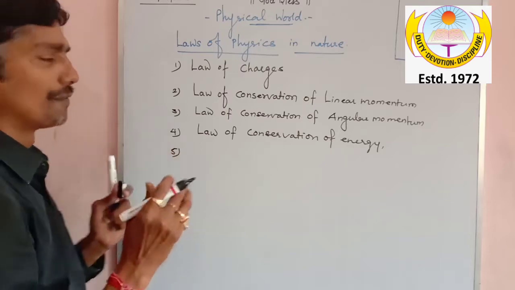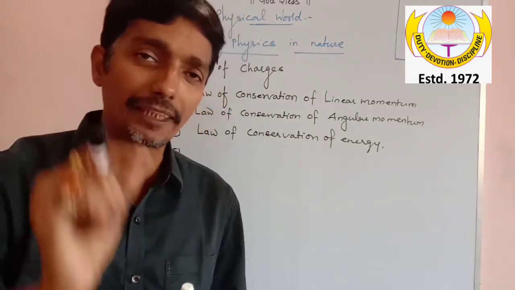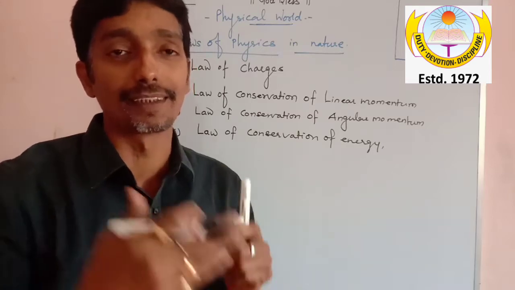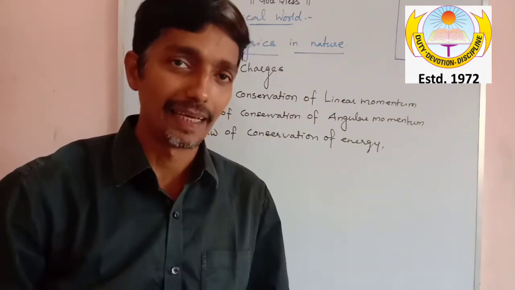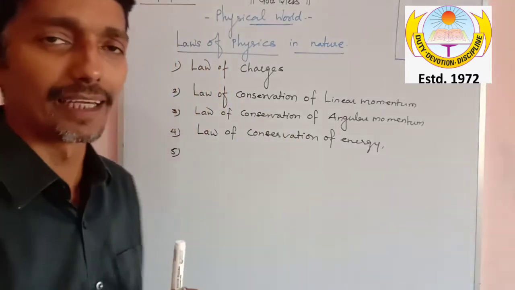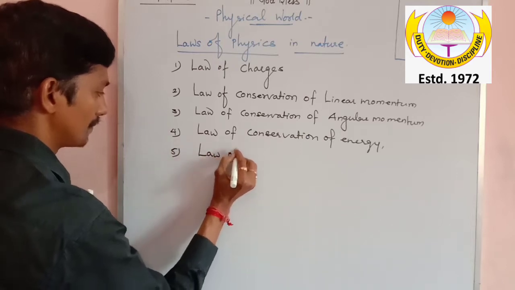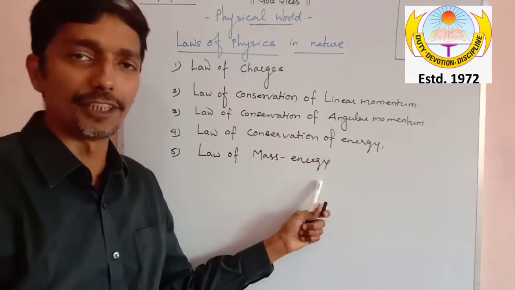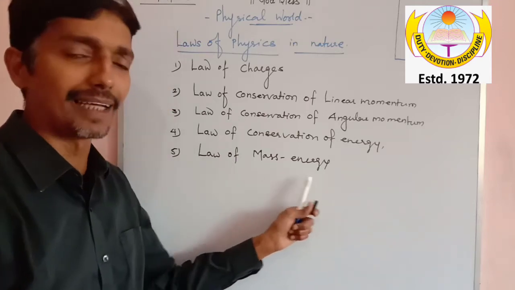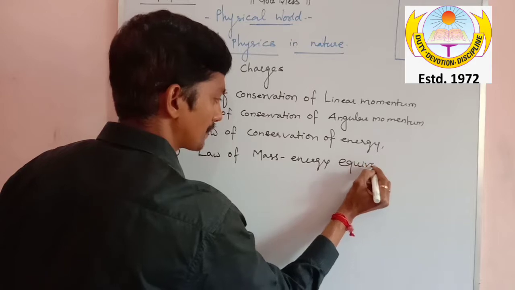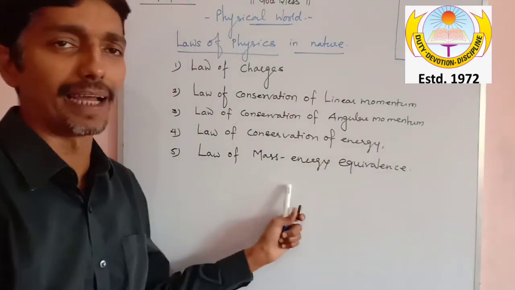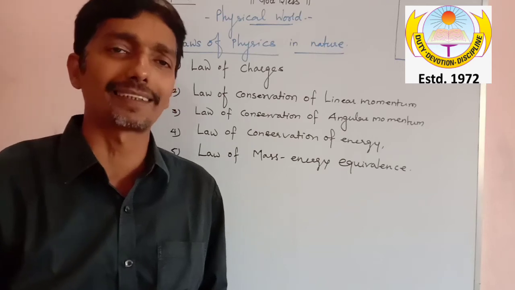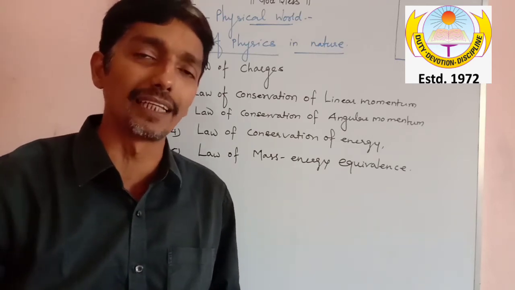And fifth, the law which I am supposed to discuss, is based on Einstein's special theory of relativity. This law is applicable in the process of the atom bomb, the nuclear bomb. The law is called law of mass energy equivalence, that is, mass as well as energy are both involved. This law was given by Einstein's special theory of relativity with the formula E is equal to mc square.